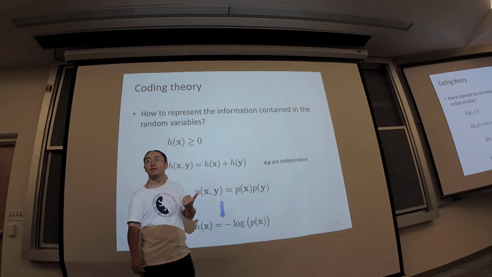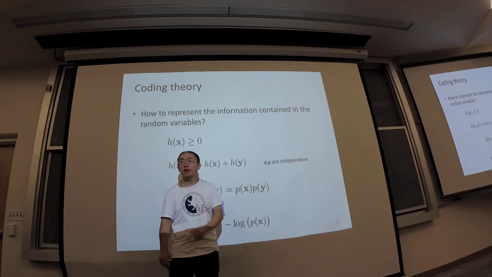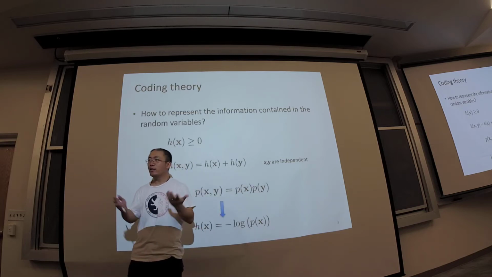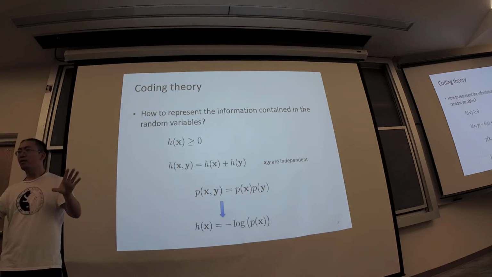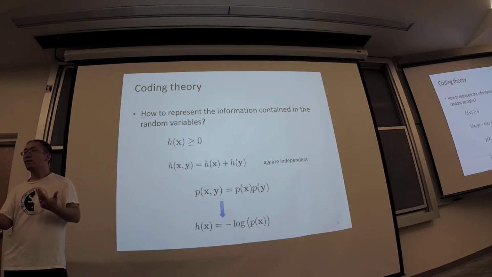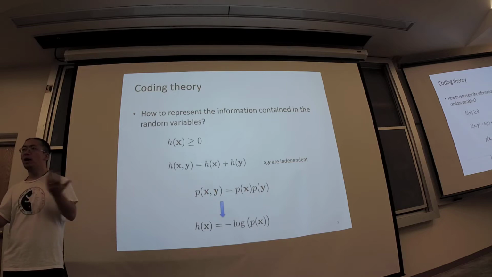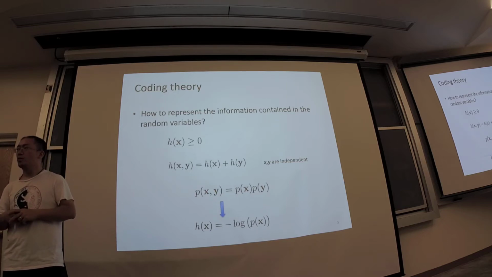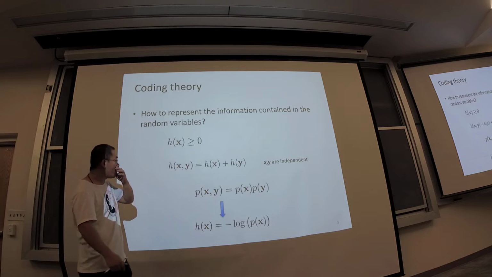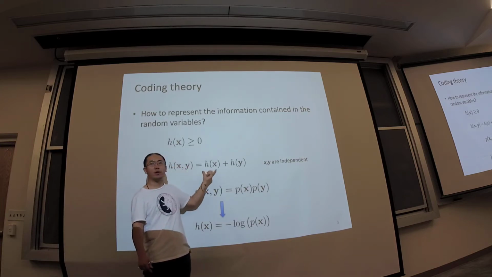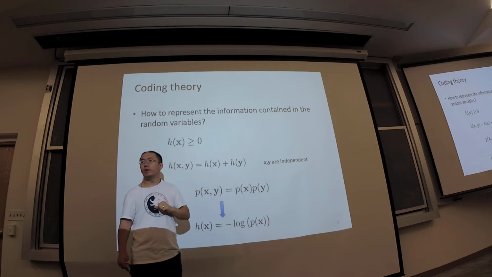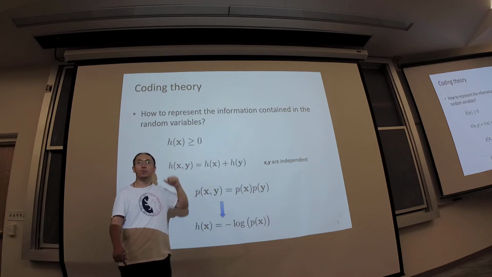Does it make sense? Yeah, because x and y are independent. Basically, x contains its own information, y contains its own information. There is no overlap. So if I know x, I know nothing about y. If I know y, I know nothing about x. So naturally, if I define an information measure, their joint information should be the summation of their individual information.